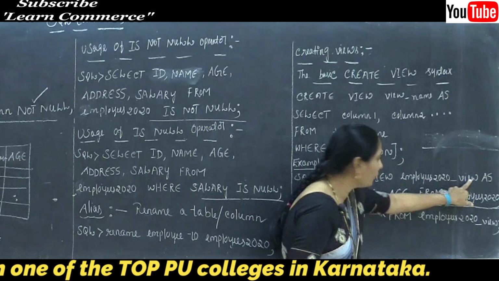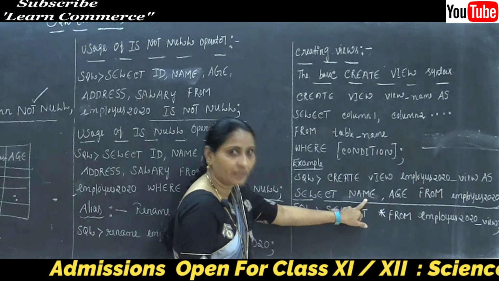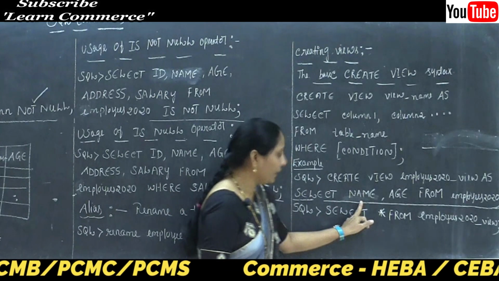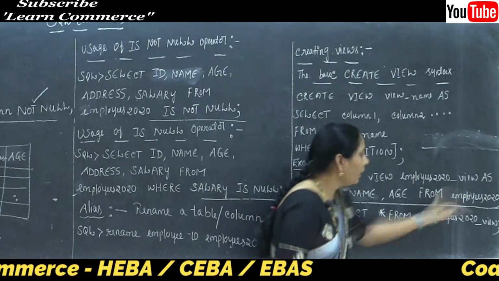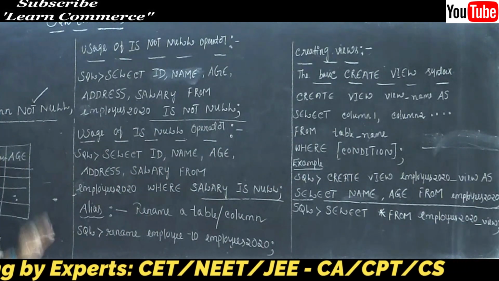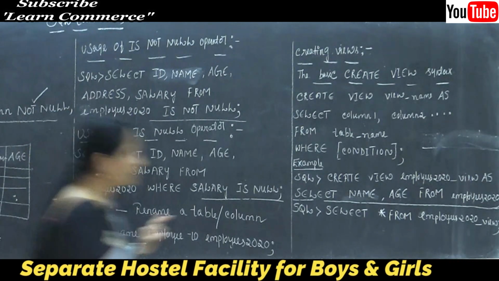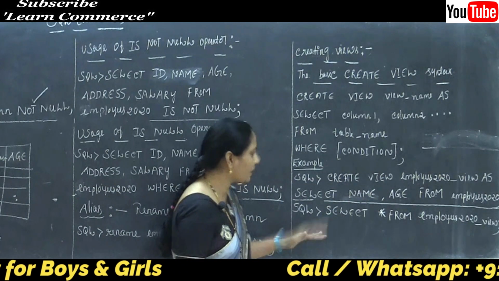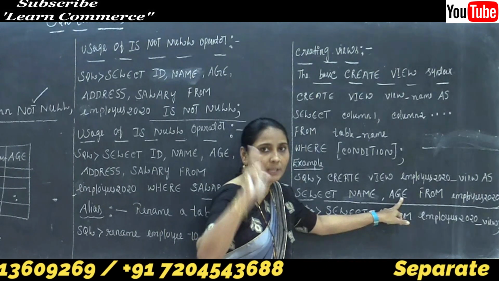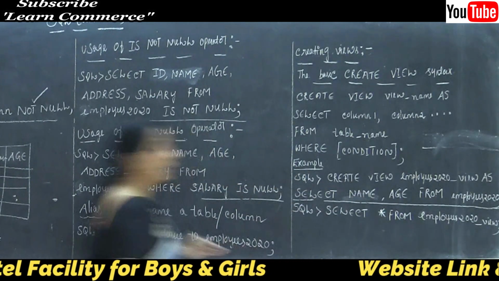So employees2020_view as select some of the columns. What are the columns you want to select from that table? So as select name, age from employees2020, that means just some columns you selected from the table employees2020. Clear this point here? Some of the columns I want to view are just name and age. The name and the age, just two columns you selected from the table employees2020. And later, what's the difference from our second example?